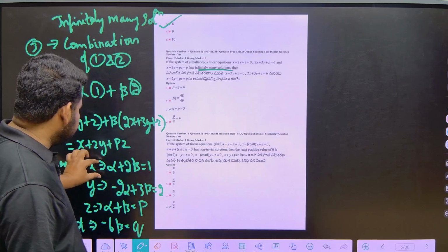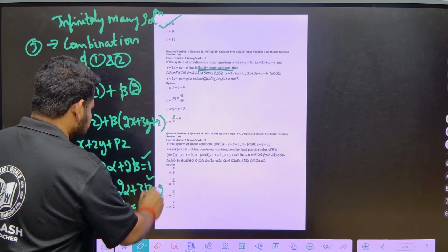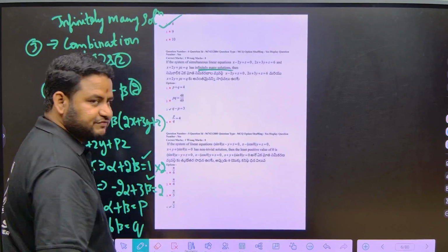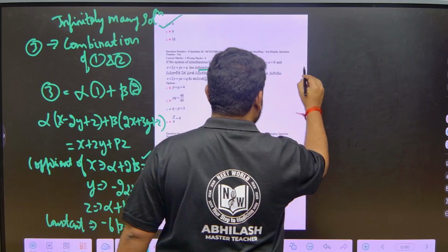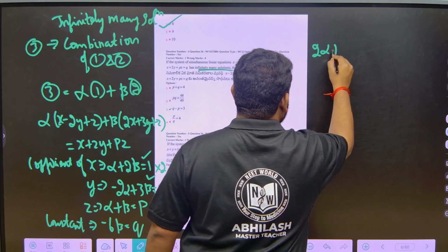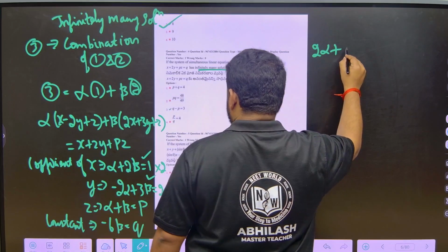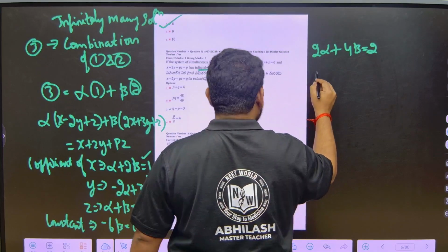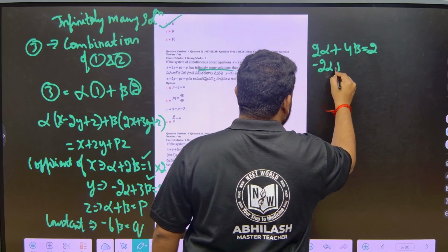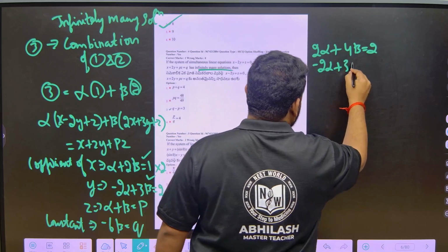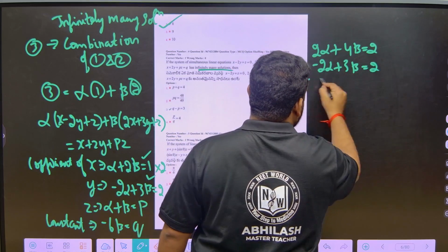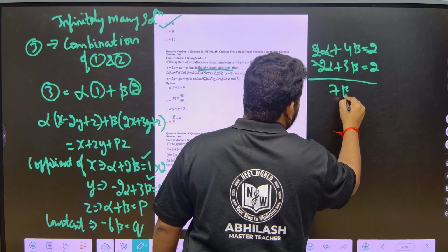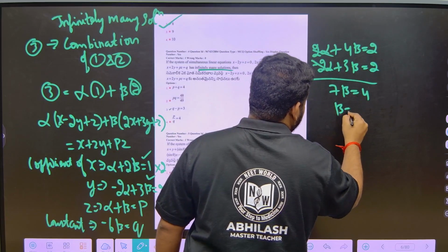Now, let us solve this equation and this equation. For this equation I have to multiply by 2. If I multiply by 2, what I will get, friends? 2 alpha plus 4 beta is equal to 2. What is the second equation that I have? Minus 2 alpha plus 3 beta is equal to 2. Now, if I add these two equations, alpha cancels, this 2 alpha plus 7 beta is equal to 4. Beta is equal to 4 by 7.